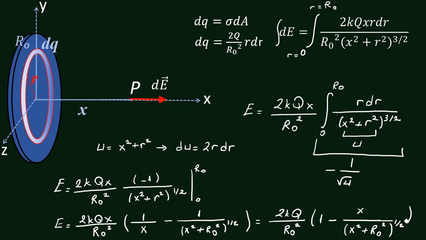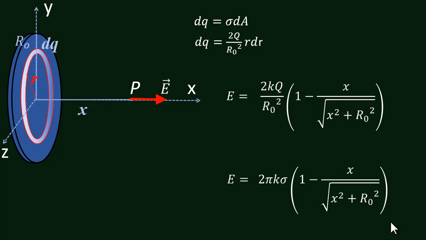So we have an expression for the electric field. Let's see our result here. The electric field of this disc charge, as we calculated, is going to be along the positive x direction. This is our final vector, and the value is 2kq over r0 squared, 1 minus x over square root of x squared plus r0 squared. So that's our final answer.